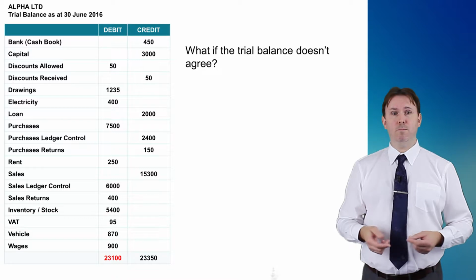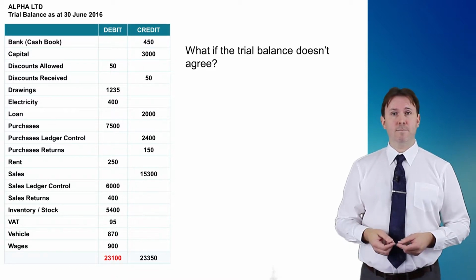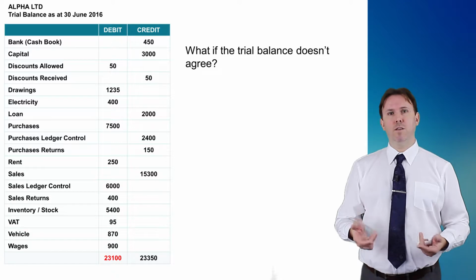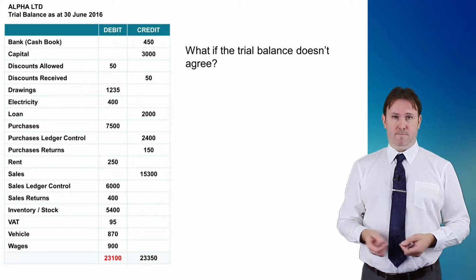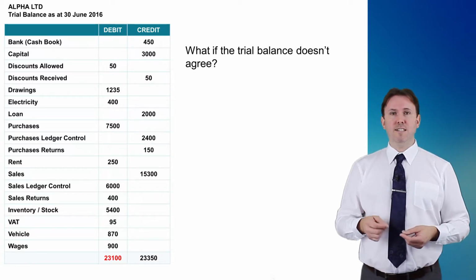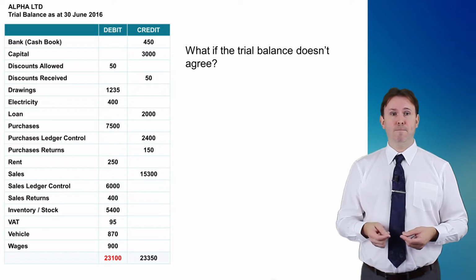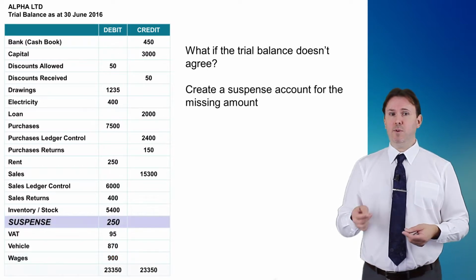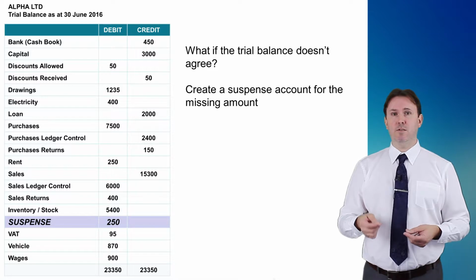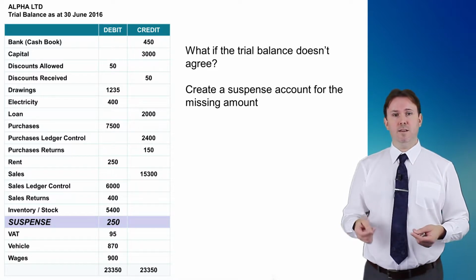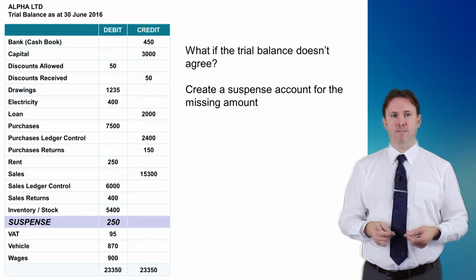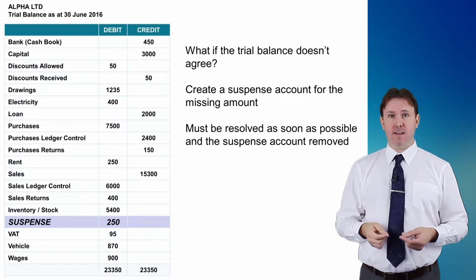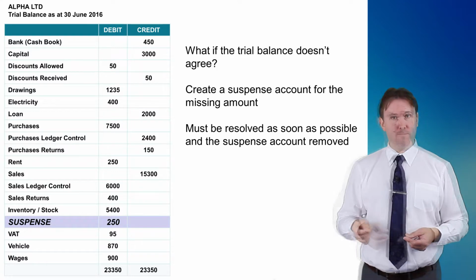Okay, so what if there's a problem and debits don't equal credits? We're only human, and with the best will in the world, errors will always be made at some point. So let's take a look at what this looks like. I've adjusted the figures slightly for Alpha Limited so that our columns don't agree. What we do here is temporarily create a suspense account with either a debit or a credit to bring our columns into balance. In this case, a £250 debit. Errors leading to the creation of a suspense account must be investigated and resolved as soon as possible so that our suspense account can be removed.